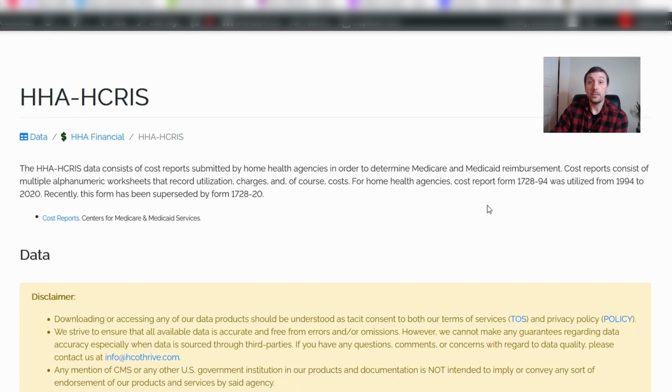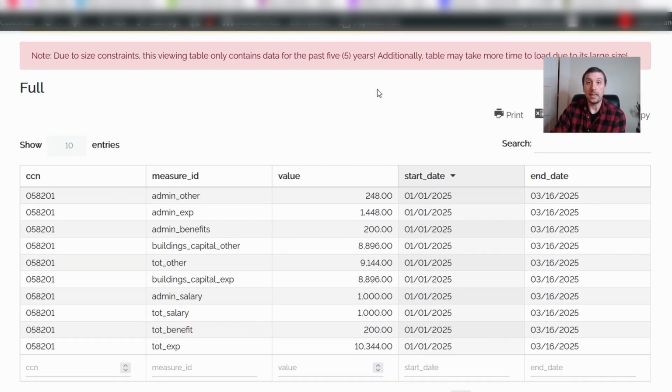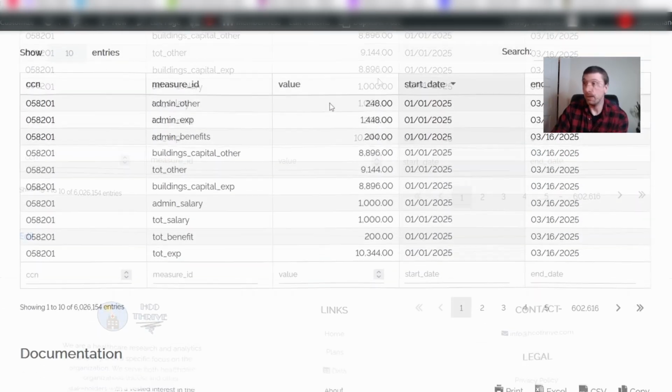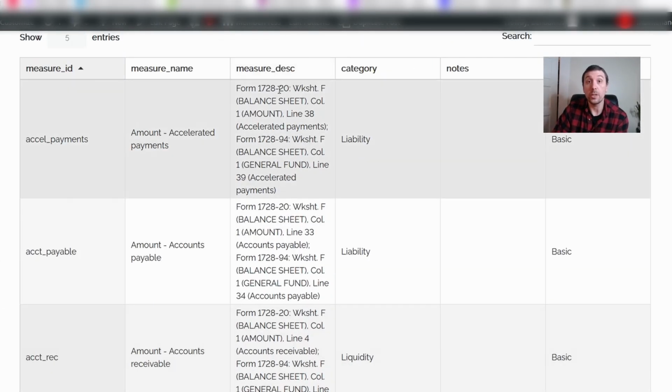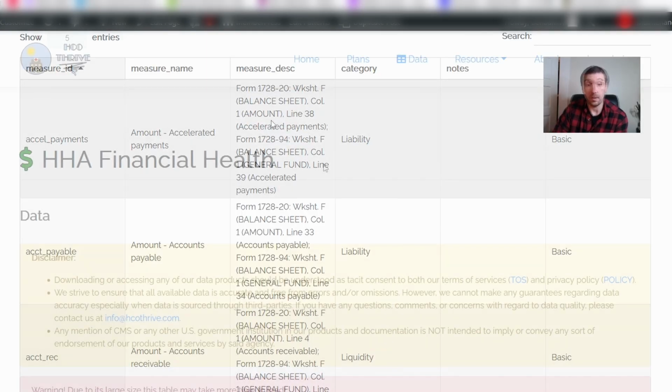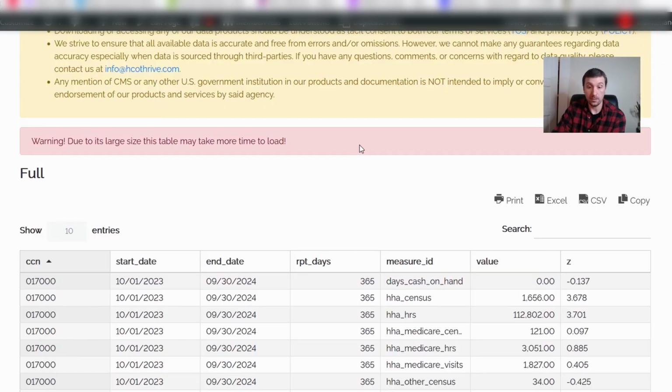Looking at the HCRIS data table, it's important to note that this is only data for the last 5 years, given the size of the database. Again, it's going back to 1994. There's not as many variables as other provider types that we carry, but still it's a lot. So data table browsing is limited here. And then scrolling down to the documentation, here in the measure description column, you can see which worksheet the variables were taken from.